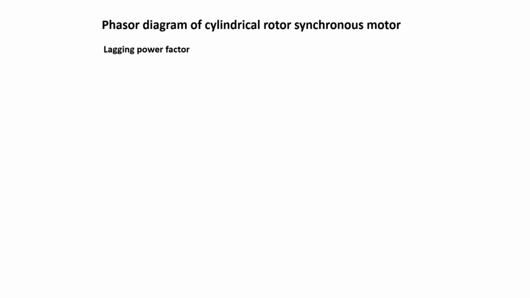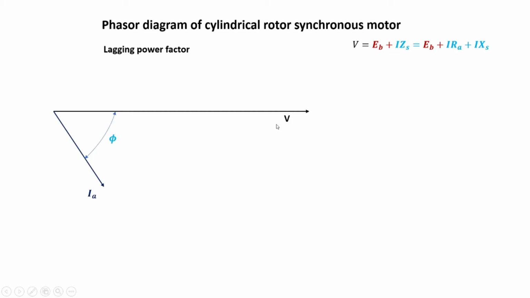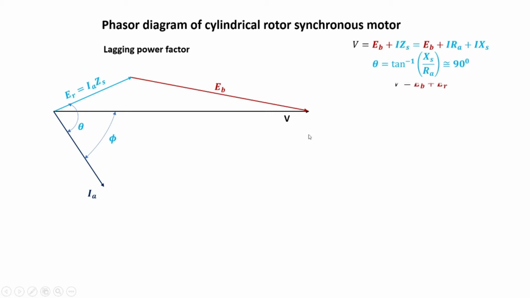Now let's see the derivation of back EMF and load angle. We know V is equal to EB plus I into Zs, which is equal to EB plus IRA plus IXS. Let V be the reference phasor. Armature current IA is lagging V by a power factor angle phi. This armature current develops a voltage drop in the armature, that is IAZS, which leads the armature current by an angle theta, nearly equal to 90 degrees, where theta is equal to tan inverse XS by RA, and this phasor gives the back EMF EB. The angle between EB and V is the load angle delta, and the angle between the ER phasor and this voltage phasor is theta minus phi.